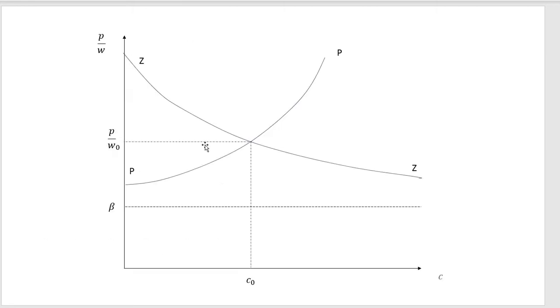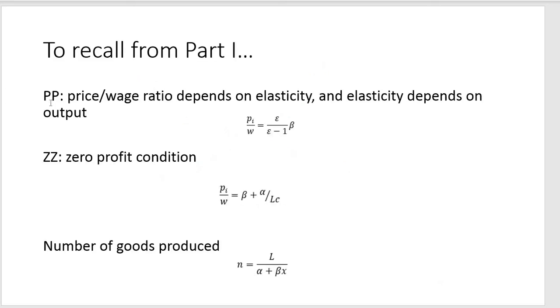So as you remember, here it was. And the equilibrium price to wage ratio, or let's say inverted real wage, because real wage is calculated as wage divided by price, was determined by the intercept of the ZZ and PP curves. So when two conditions are met at the same time: on one hand, consumers maximize their utility from consumption; on the other hand, firms have zero profit in the long run.